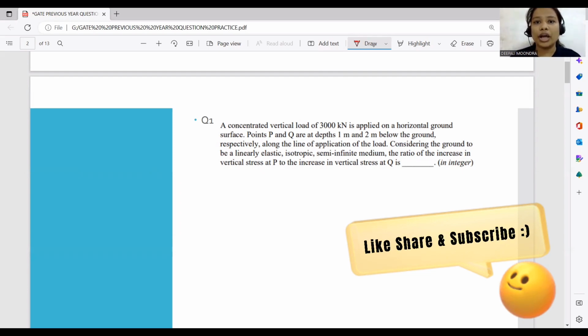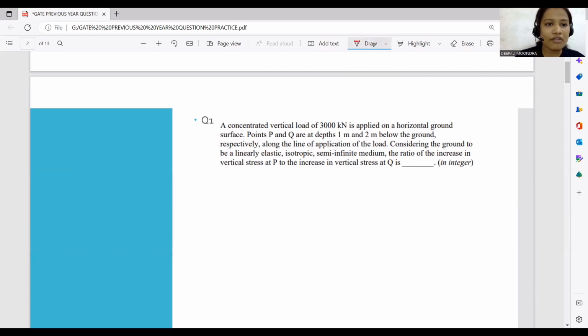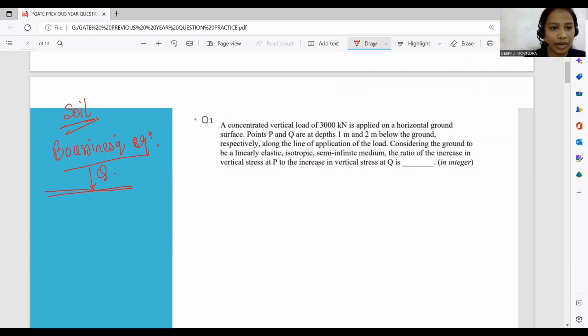First of all, it's a question of soil. Second, this question belongs to Boussinesq's equation, so if you know Boussinesq's equation, you can easily crack this question. So what is the Boussinesq equation? Suppose we have a surface and a load Q is applied. We need to find the vertical stress at depth Z, at a radial distance R. To find the vertical stress at P, this equation is helpful.